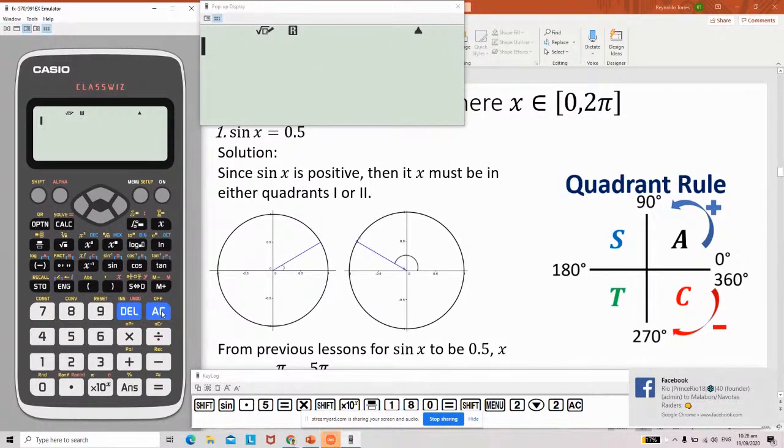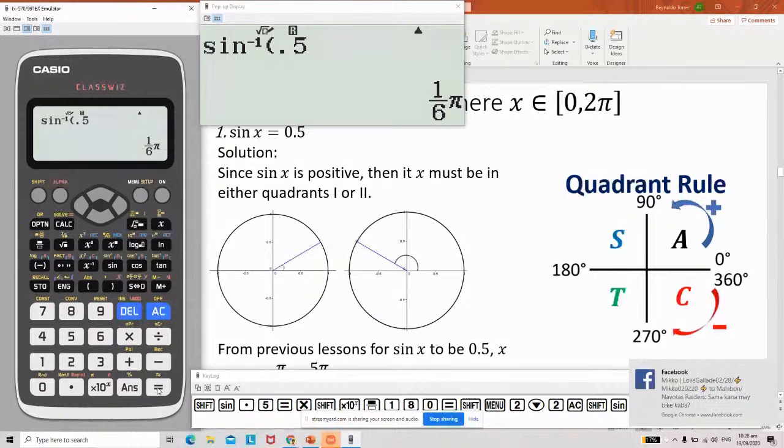So how was that again, sir? Try it again. Shift, inverse sine of 0.5 equals, and you have 1/6 pi. Sir, wait, ClassWiz gave only one answer, but you said there should be two. That's what we said last time: the student has to analyze the final answer. This is the part where the student reasons it out. This is only one value for the angle, only pi over 6, but this is in the first quadrant. Right?